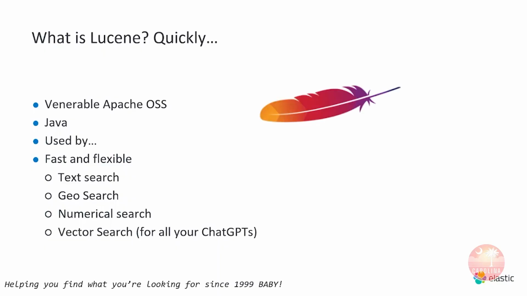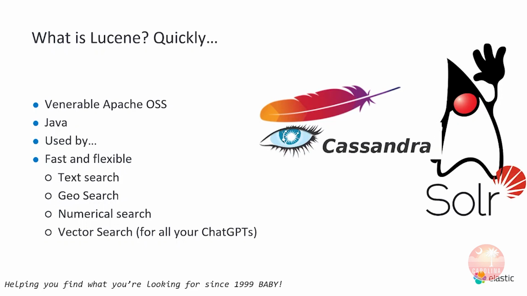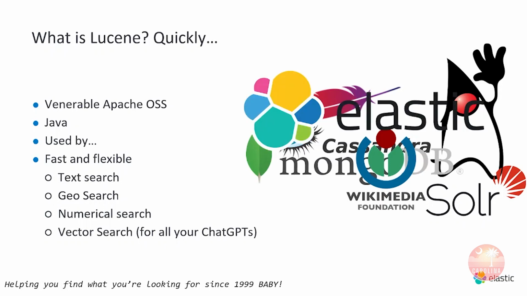So it's a venerable Apache OSS. It's been around for a long time. It's written in Java. It's used by Cassandra. It's used by Solr. Used by Wikimedia, where I got all these images. MongoDB uses it. And of course, my company, Elastic, uses it.